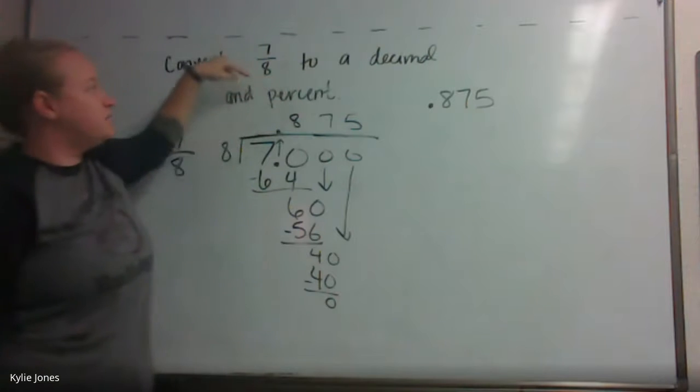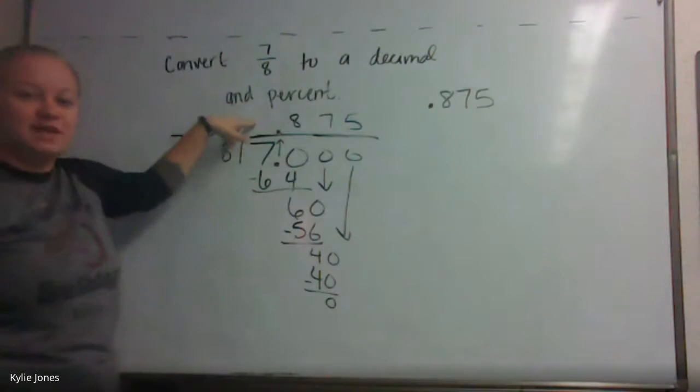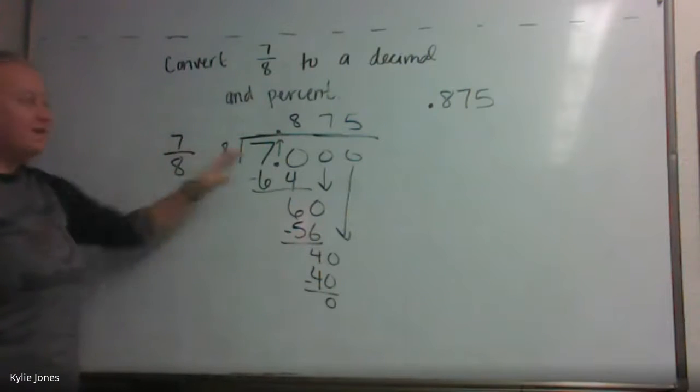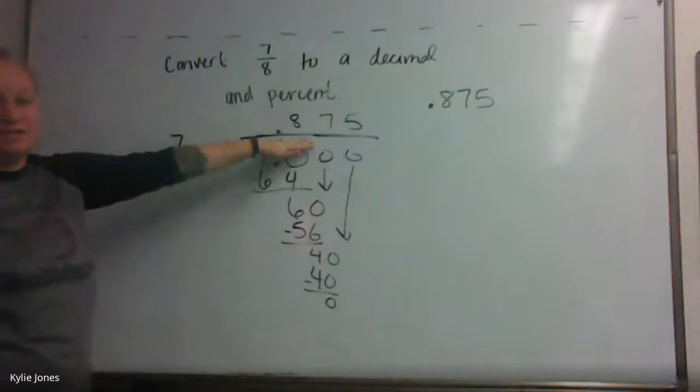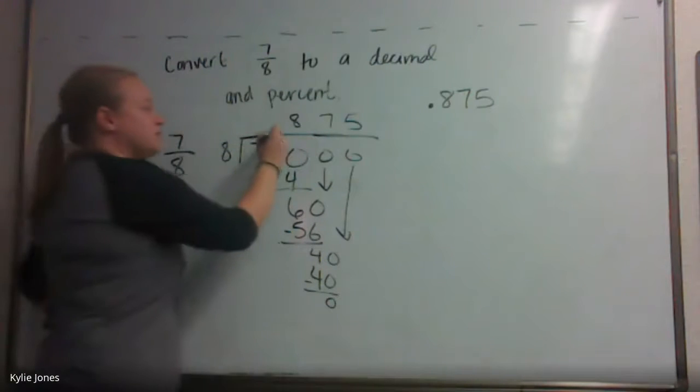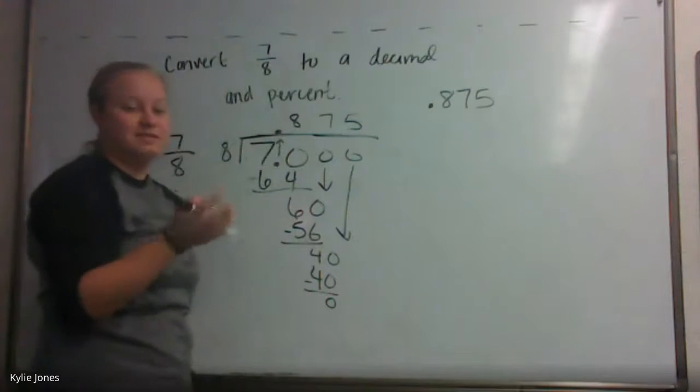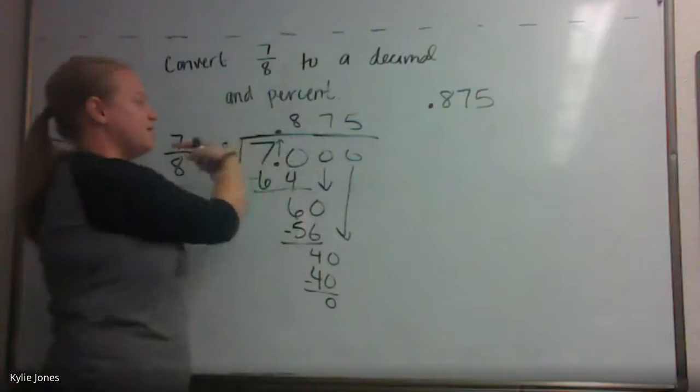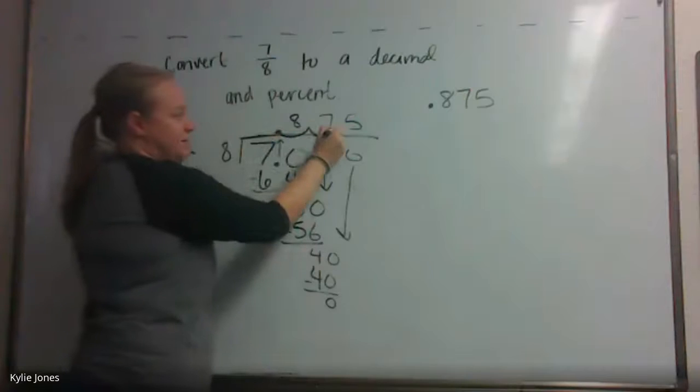Now, to take a fraction and change it to a percent, the first step is to divide and get a decimal, which we already did. And then you take your decimal and just move it 2 places to the right or the left? To the right this time. 1, 2.